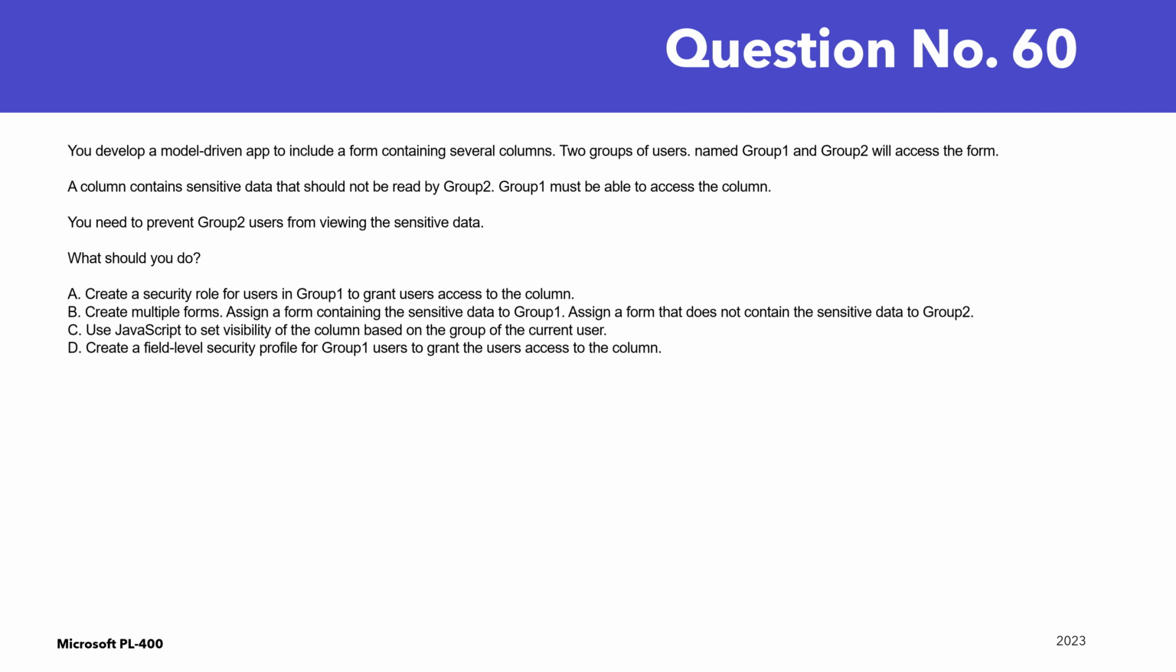A. Create a security role for users in Group 1 to grant users access to the column. B. Create multiple forms. Assign a form containing the sensitive data to Group 1. Assign a form that does not contain the sensitive data to Group 2. C. Use JavaScript to set visibility of the column based on the group of the current user. D. Create a field-level security profile for Group 1 users to grant the users access to the column. Correct answer, D.